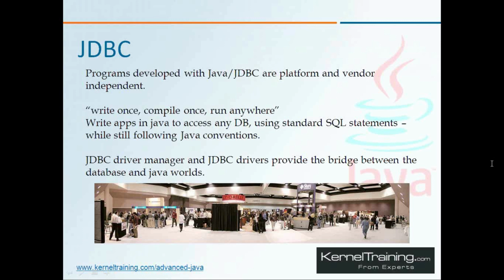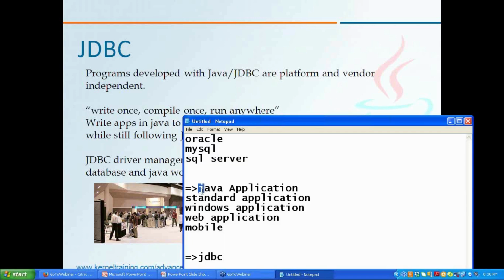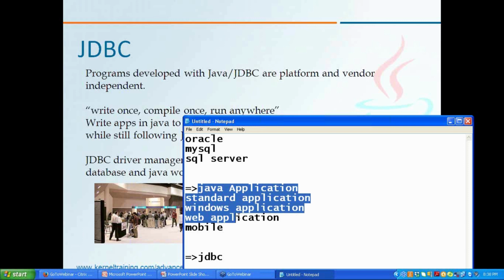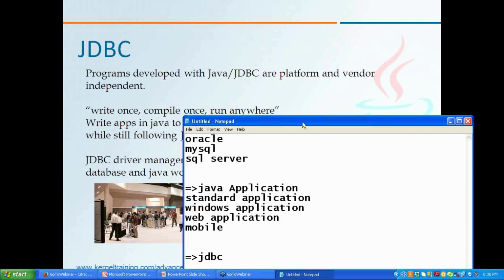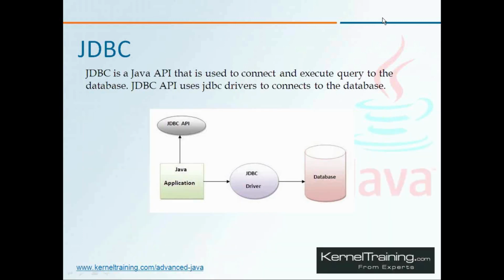Using that mechanism, the various Java applications can access the data. Right? Can we go ahead now? The most important job we are doing now. So JDBC is a Java API that is used to connect and execute queries on the database. That means using JDBC, we are going to connect and execute queries on the database.